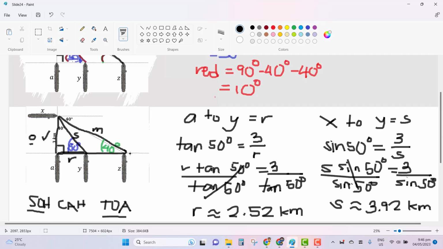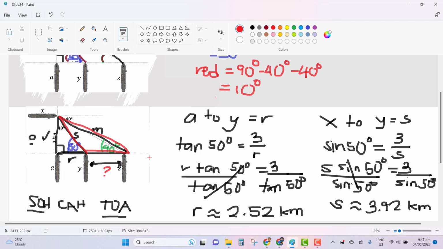Now we still have one more side, and that's actually the measurement of Y to Z. But let's pause for a while. This side here is a side of a triangle which is not a right triangle. This is the side of this triangle here. So we cannot use SOH-CAH-TOA here, because SOH-CAH-TOA is specifically for right triangles.